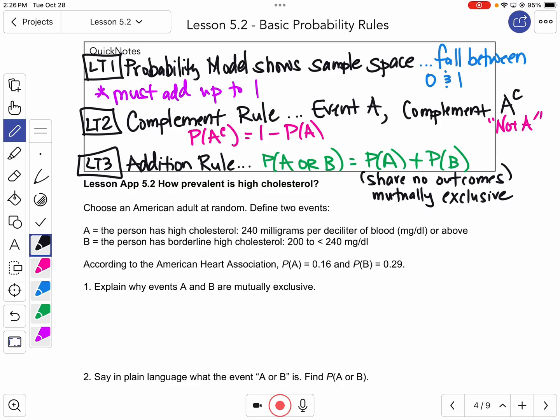So in one of your questions, it might say on one of your drop downs, why can I add these together? They're mutually exclusive. Why could I not add them together? They're not mutually exclusive. Okay, so that's what that means. You're going to see that word. That just means they share no outcomes. We're going to do some things next week where they do share outcomes. Right? But right now they don't.